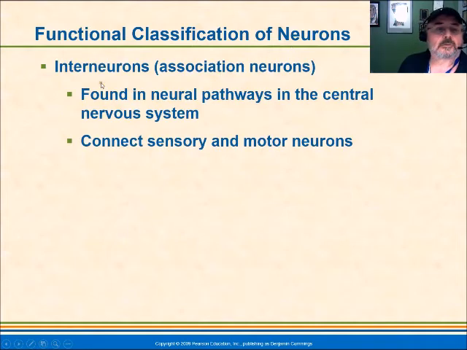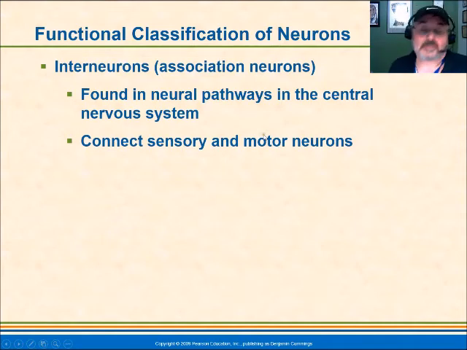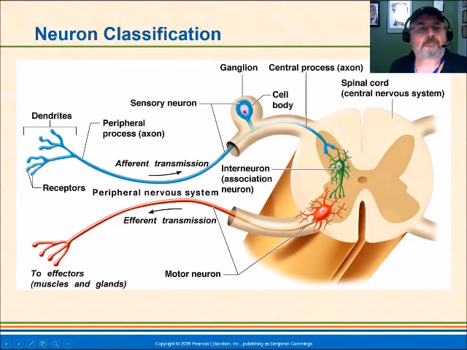And in between those sensory and motor, we have interneurons. And these connect the two and allow for us to process the information and see if it's something that needs to be acted on or not. Now, this is sort of an example of an interneuron.